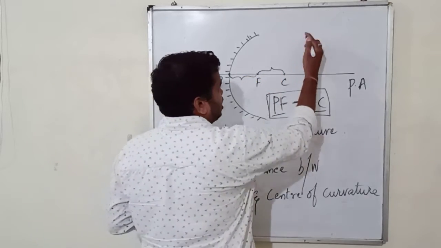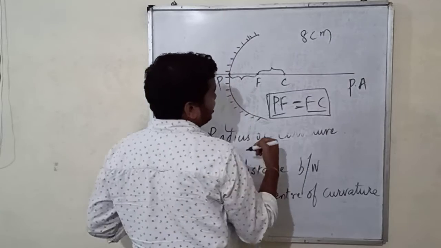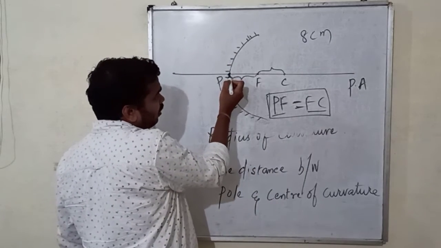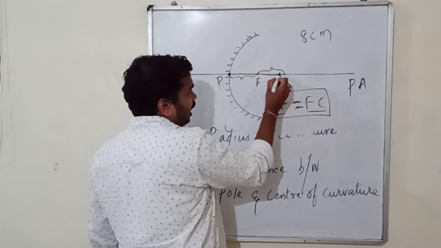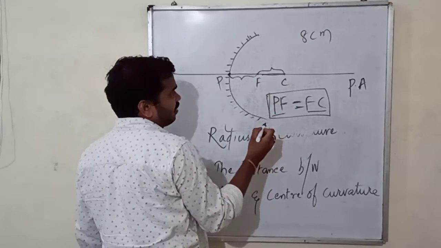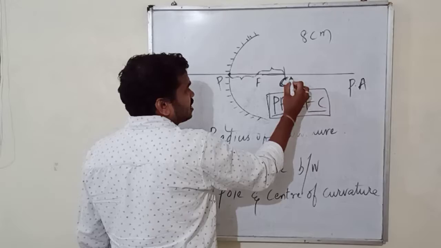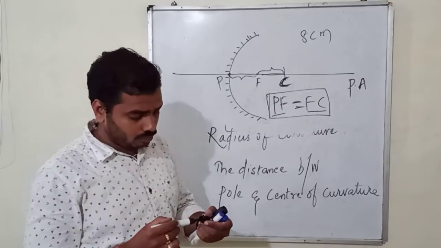Let us suppose it is 8 centimeters. Now you start moving from the pole on the principal axis 8 centimeters away. Then you will encounter the center of curvature.